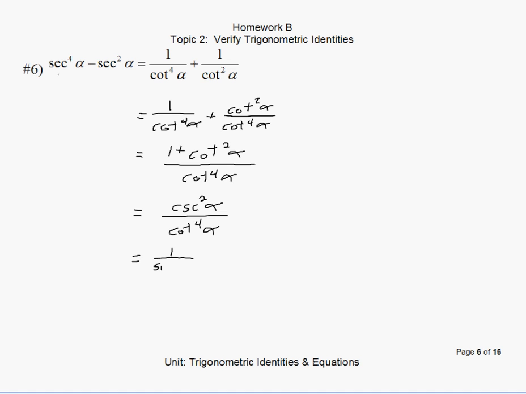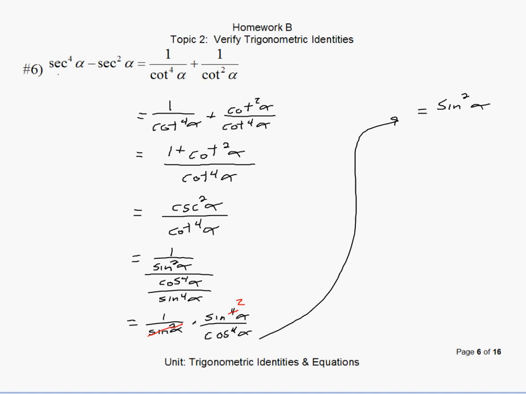Now I'm going to change both the top and bottom into terms of sine and cosine. I have a complex fraction, so I multiply the reciprocal at the bottom, and cancel sine squared from the top and the bottom. That gives me sine squared of alpha over cosine to the fourth of alpha. And at this point, I have no idea what to do next.